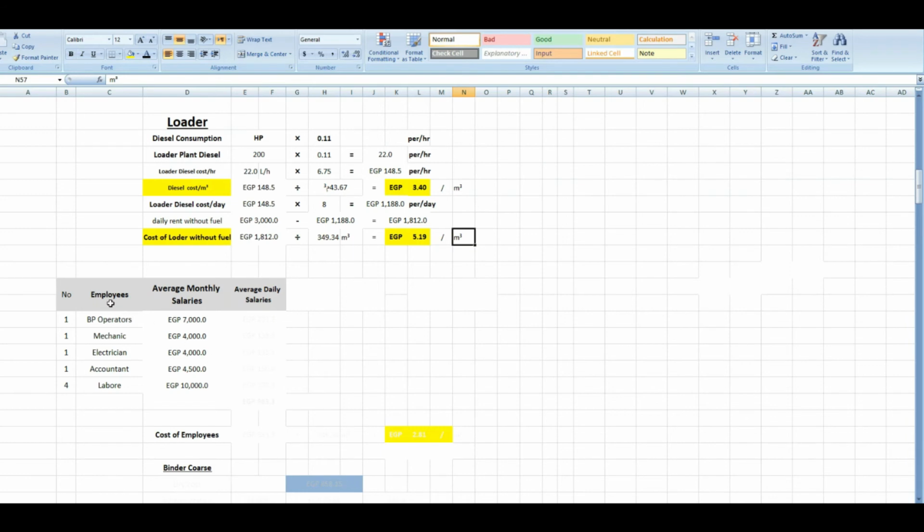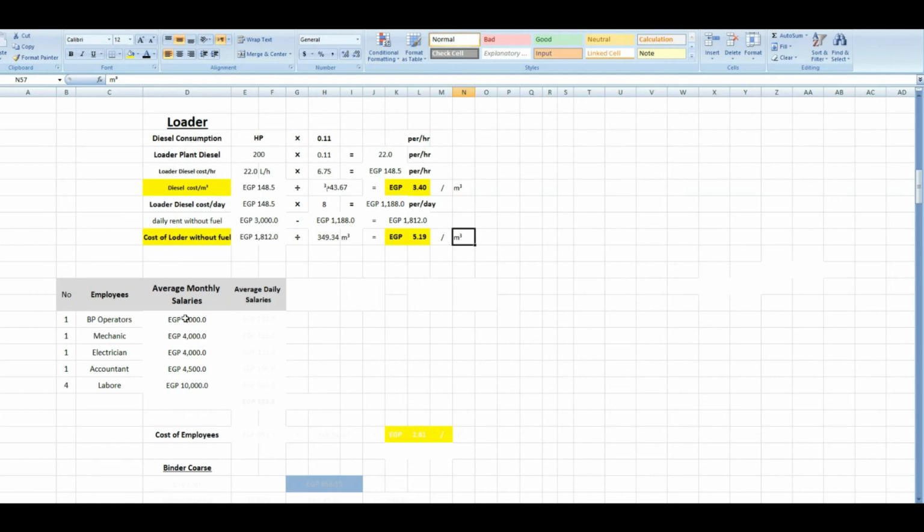We have employees or laborers inside the batch plant. We have a batch plant operator, a mechanic, an electrician, an accountant, and at least 4 laborers. This is a minimum of employees inside the batch plant.